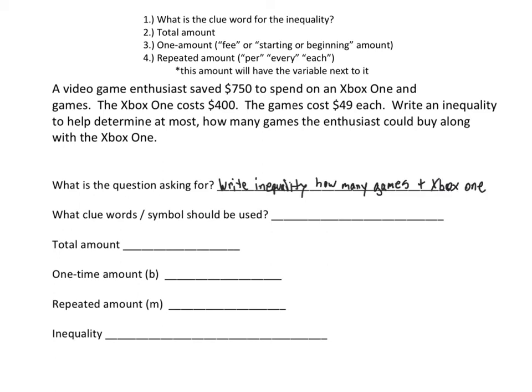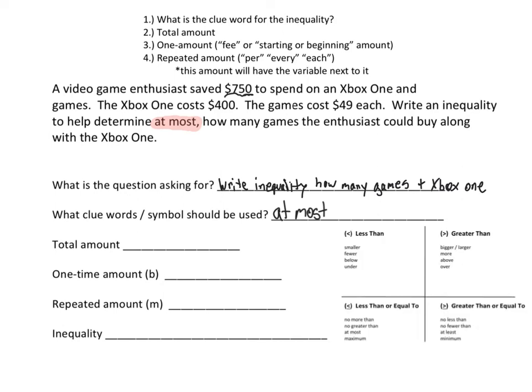Now, what clue word and symbol should be used here? The thing that sticks out to me most is "at most," right here. That tells us that at the very most, we can spend $750. So let's write that right here, at most. Now we need to figure out which symbol we are going to use. If we look at our rules, at most is right here, and that is in the less than or equal to. So that's what we need to put, less than or equal to.